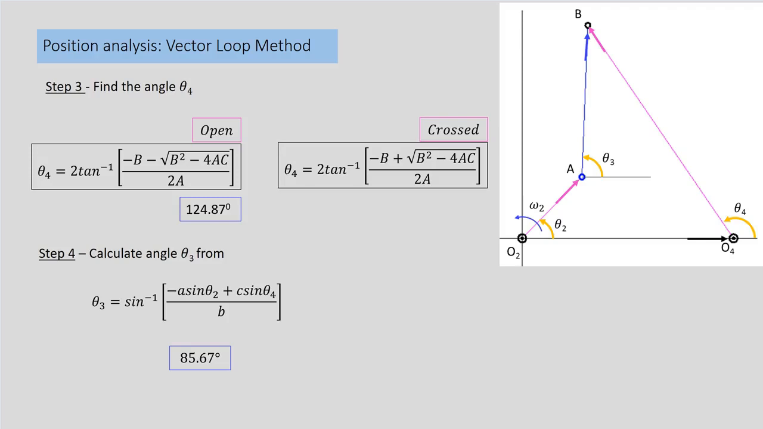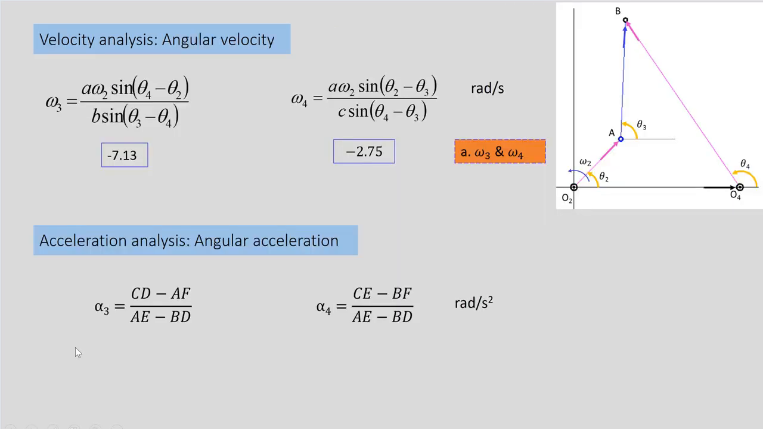Once we get theta 3 and theta 4, we can find omega 3 and omega 4, which are the angular velocities of the coupler and the output link, using these two equations. Because we are given all the dimensions that we need and we calculated theta 3 and theta 4, we have all the values to calculate omega 3 and omega 4, and I found these two values. Feel free to pause this video, calculate yourself, and match with these numbers.